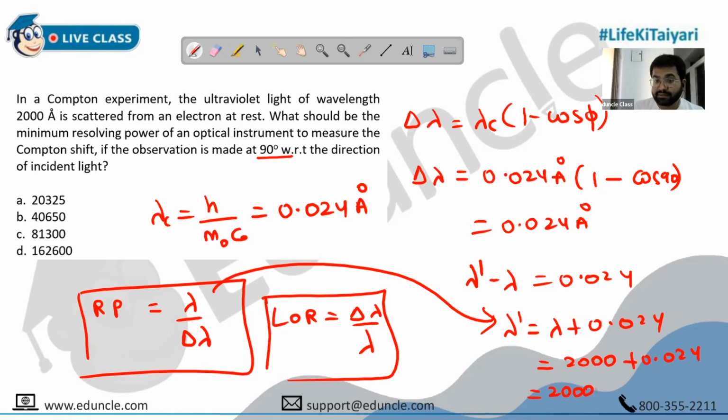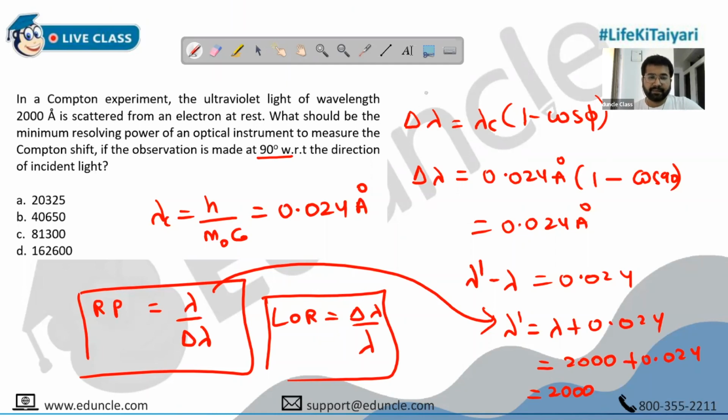Sir, how can we think of the electron to be moving at the speed of light? Because in that case, the relativistic mass will become infinity. No, here the electron is not moving with the speed of light. It is the photon. Yes, the photon is moving with the speed of light.